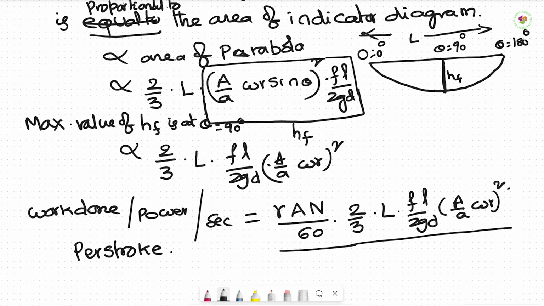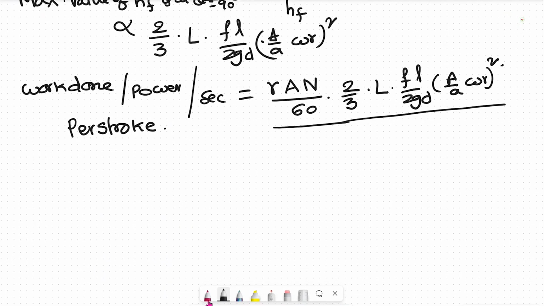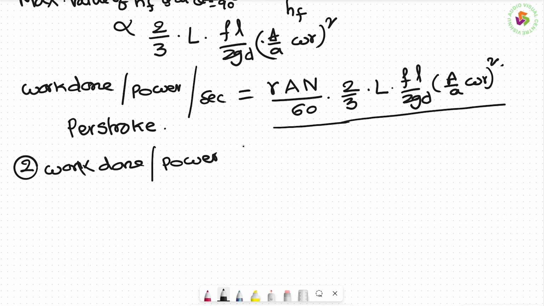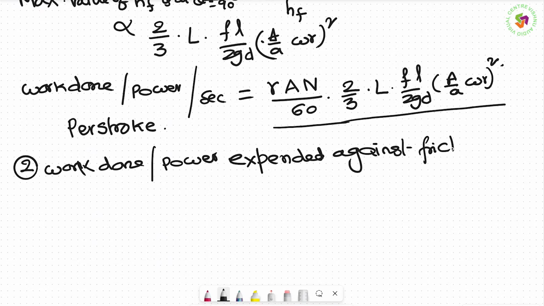So this completes the first one. Let me go into the second one. What is the second one? Work done or power expended against friction with air vessels.